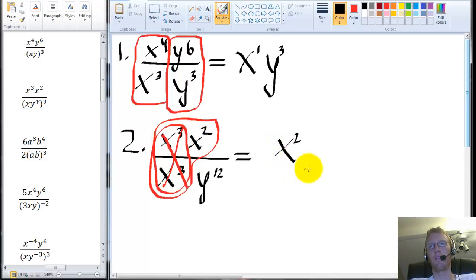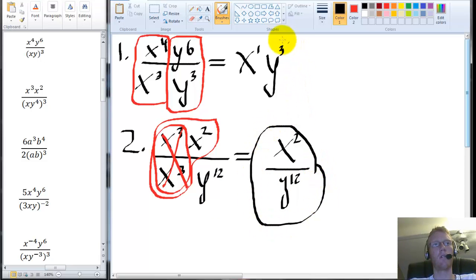In the denominator, there's nothing else with y's in it, so there's no way to reduce this y to the 12th. It's just y to the 12th, and there's my answer. Okay, let's keep going.